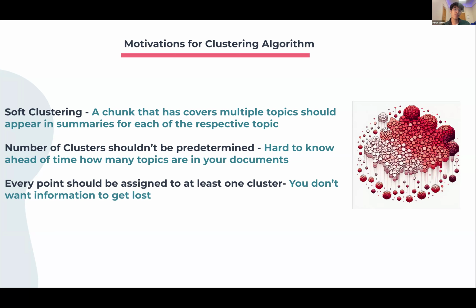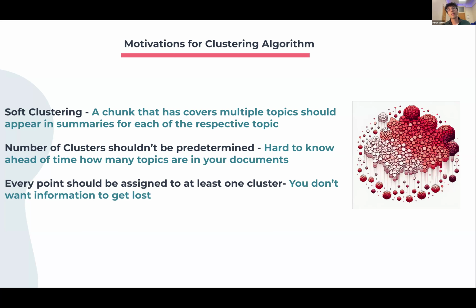Secondly, we don't want the number of clusters to be predetermined because it's hard to know ahead of time how many topics are in your document. So we want a clustering algorithm that is able to decide at build time how many clusters you need. And thirdly, you want every point to be assigned to one cluster, even though if it's present in your leaf nodes, that's fine.